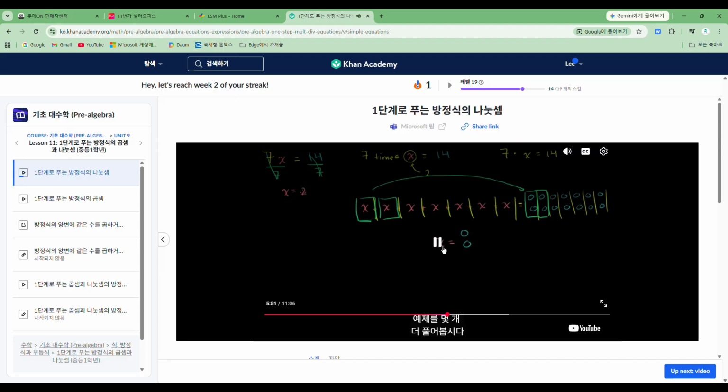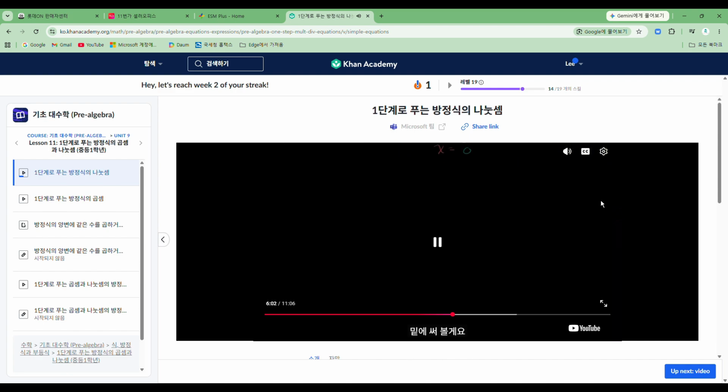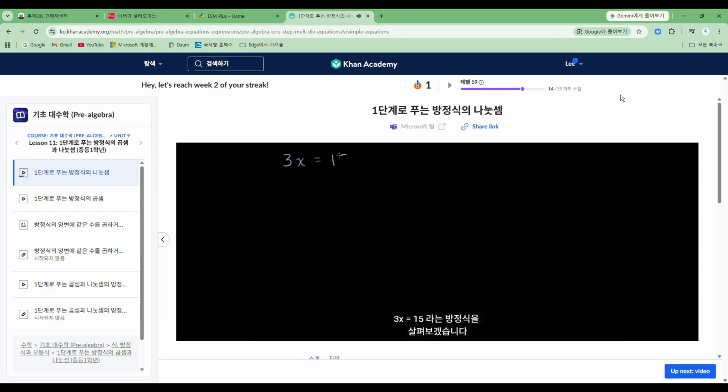Let's just do a couple more examples here, just so it really gets in your mind that we're dealing with an equation, and any operation that you do to one side of the equation, you should do to the other. So let me scroll down a little bit. So let's say I have 3x is equal to 15.